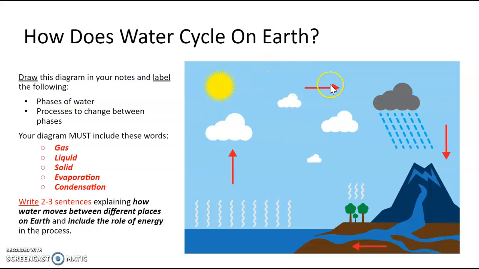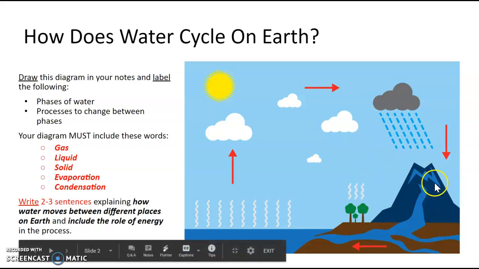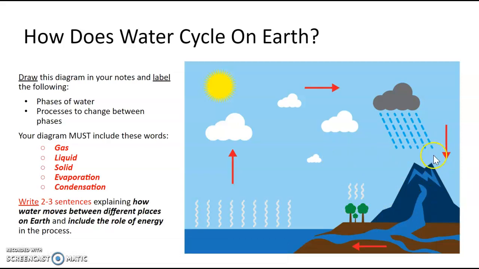When that gas condenses, so condensation on this top red arrow, we get rain clouds, and that can cause precipitation. If we see rain or snow on top of a mountain, we also often have glaciers on top of mountains, and so we might see some solid water on top of there as well.